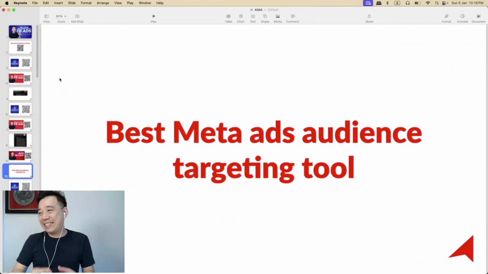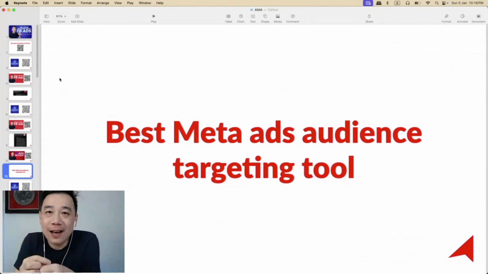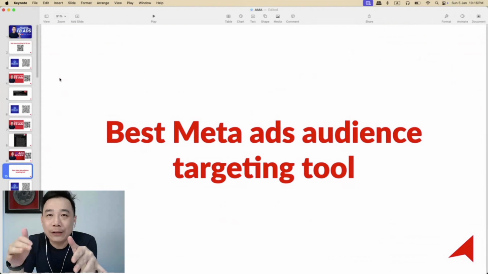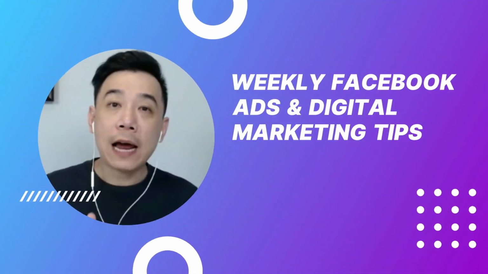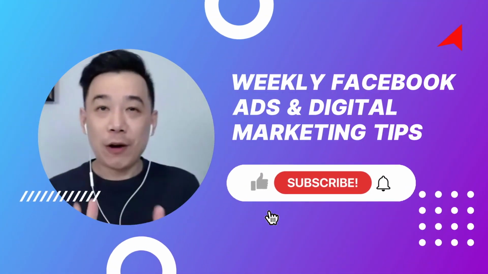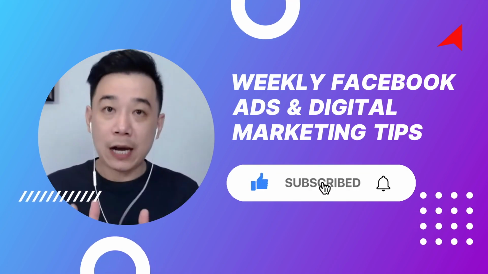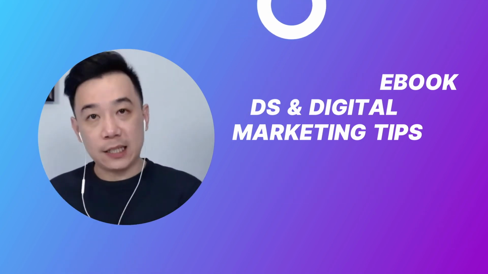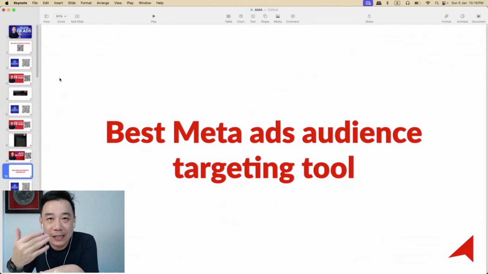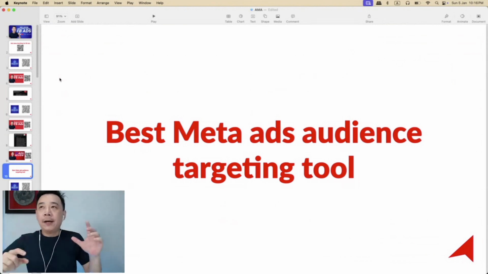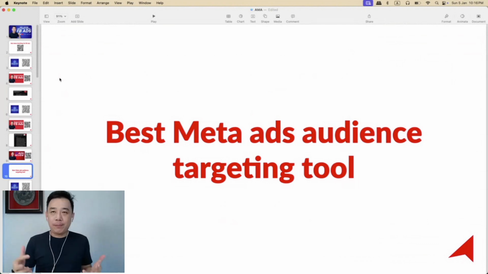What is the best Meta Ads audience targeting tool right now in 2025? In my opinion, it's your ad. Seriously. Now, here's how it works. So basically, this is what I've always been talking about here.